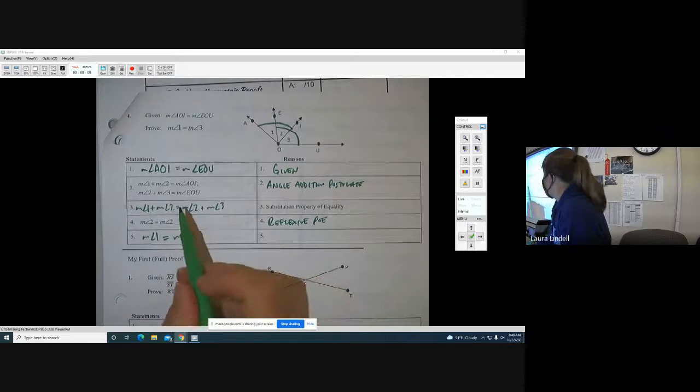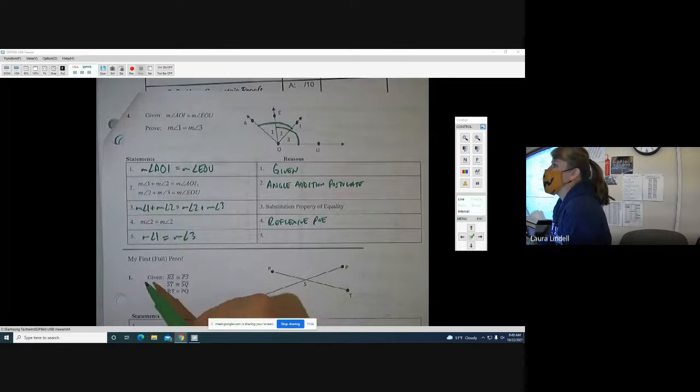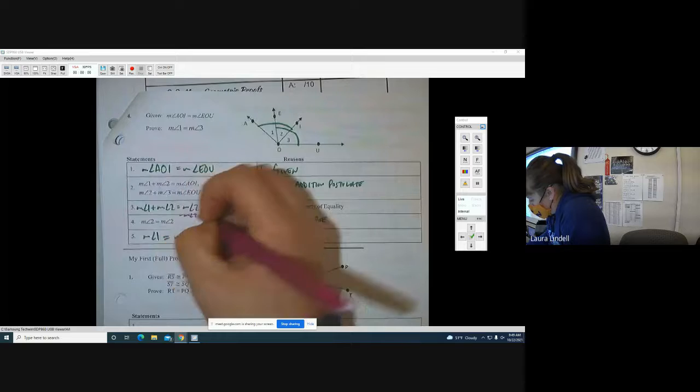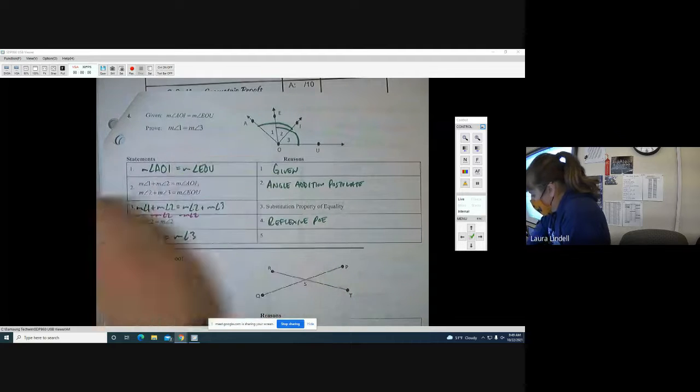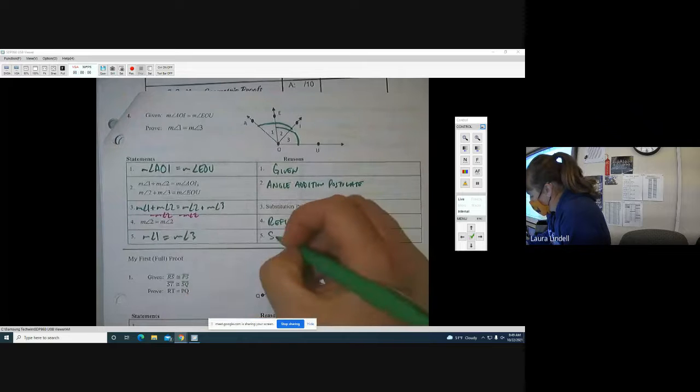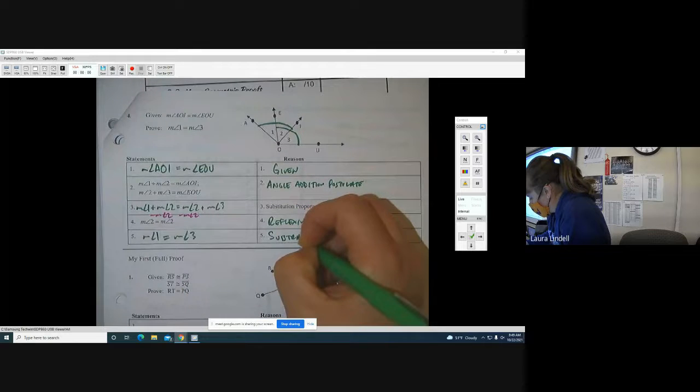And then to go from step 3 to step 5, what do I get rid of on both sides? Tavia, what do I get rid of? Yeah, we subtract angle 2 from both sides, right? To get angle 1 equals angle 3. So if I subtract angle 2, we get just this left over, and that's the subtraction property.